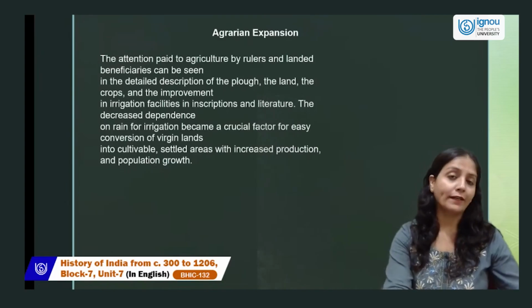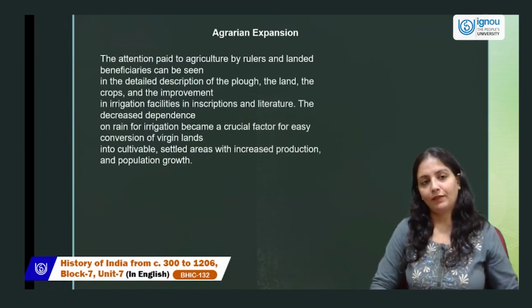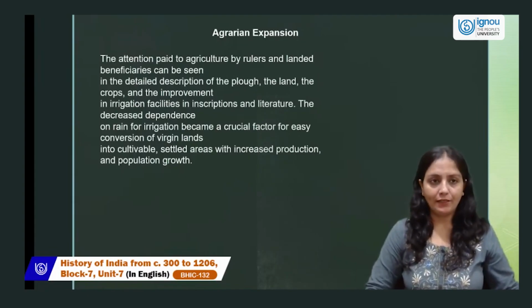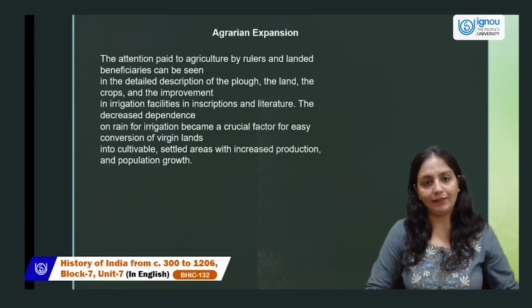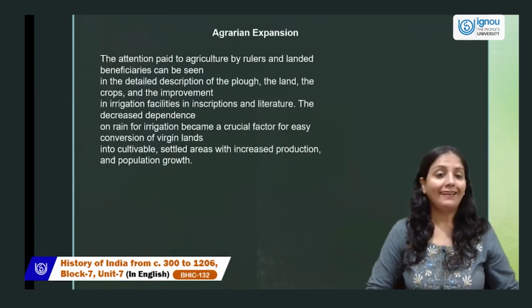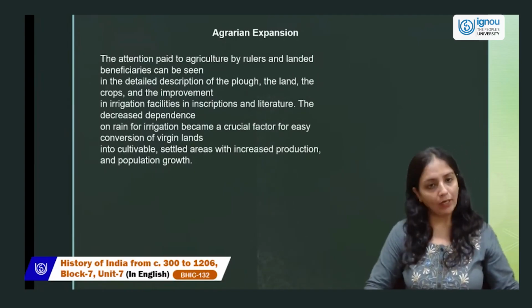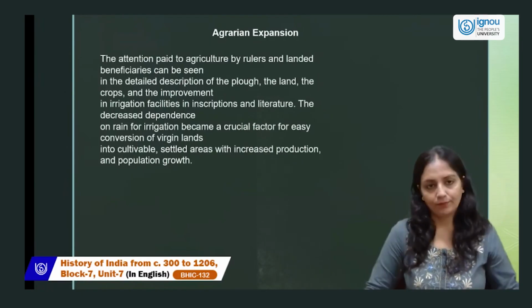Now, what was the condition of agrarian expansion? How did agriculture expand at that time? The attention paid to agriculture by rulers and landed beneficiaries can be seen in the detailed description of the plough, the land, the crops, and the improvement in irrigation facilities, in inscriptions and literature. The decreased dependence on rain for irrigation became a crucial factor for easy conversion of virgin lands into cultivable, settled areas with increased production and population growth.